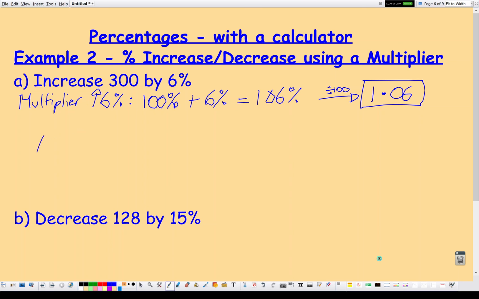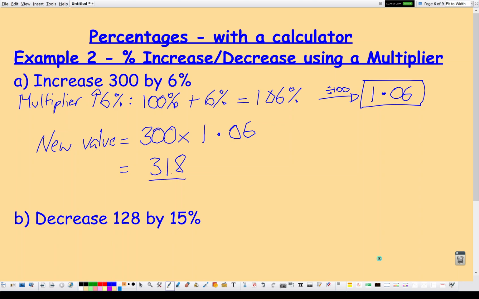So now all I have to do to get my new value is 300 in this case times the multiplier. And that takes me straight there. So now there's only one thing to put into a calculator rather than maybe having to do a percentage and then also an addition or subtraction. One thing to put in the calculator and then it's 318. Done.